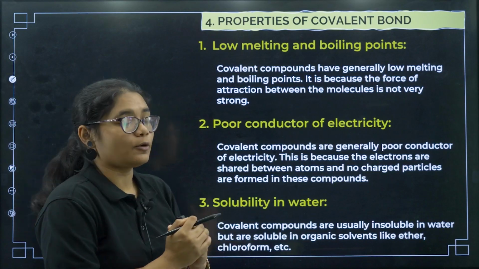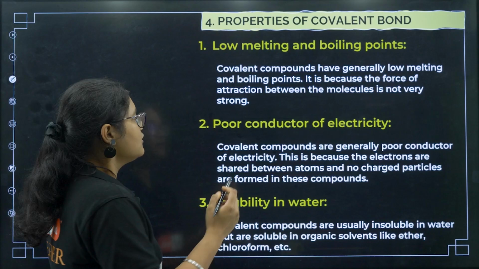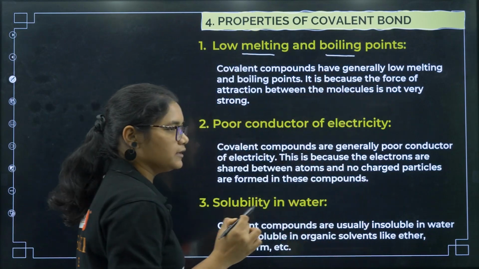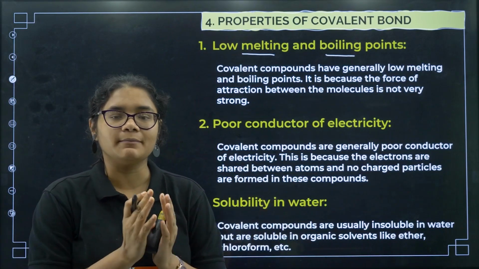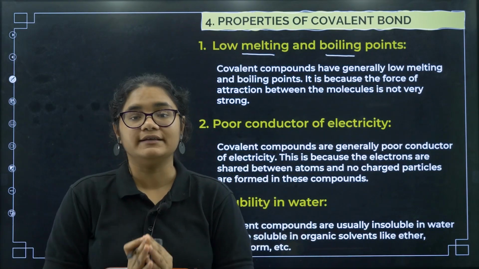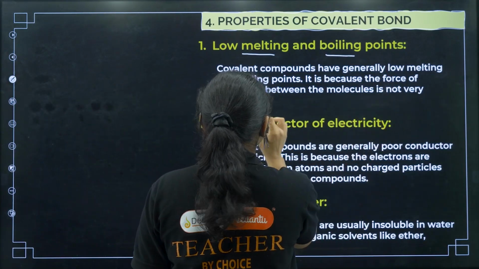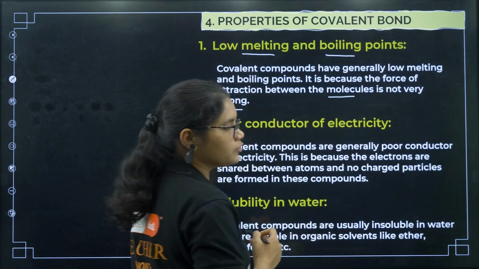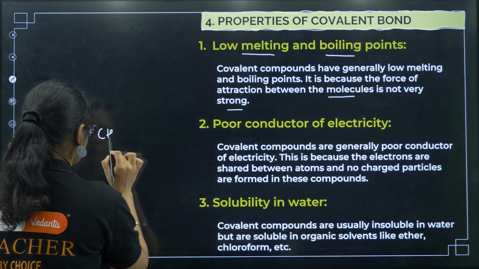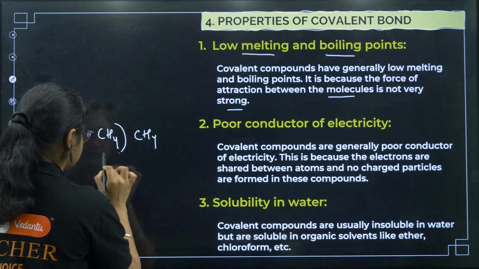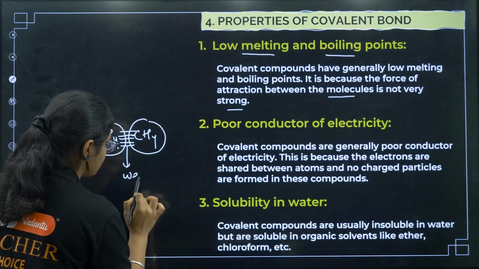Okay. Next, coming to properties of covalent bonds, these are very important to identify the covalent compounds. First, they have very low melting point and boiling point. If you compare ionic compounds, their melting point and boiling point is very high. But in covalent compounds the melting point and boiling point is very low. Now what is the reason for that? You should know this. They have generally low melting point and boiling point because the force of attraction between the molecules is not very strong. Suppose you have a CH4 molecule and you have another CH4 molecule, right? This is one molecule, this is another molecule. The force of attraction between the molecules is weak.